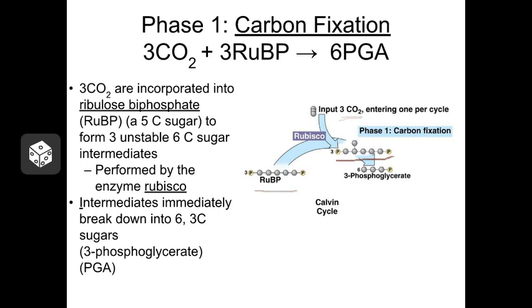Now, in the second part of this phase, those 6 carbon molecules are going to get snapped in half into this molecule, which is just called PGA. You can just know it by its abbreviation. Now, because we had 3 6-carbon molecules, when we split those in half, we end up making 6 3-carbon molecules. So the number of carbons still adds up.